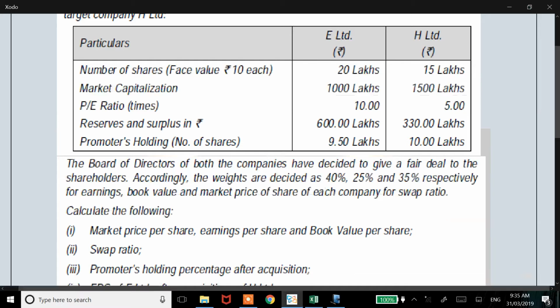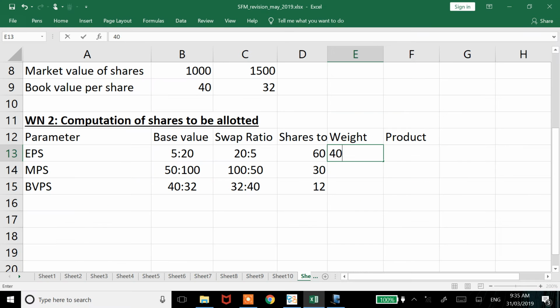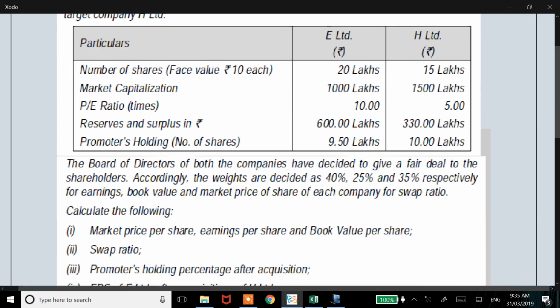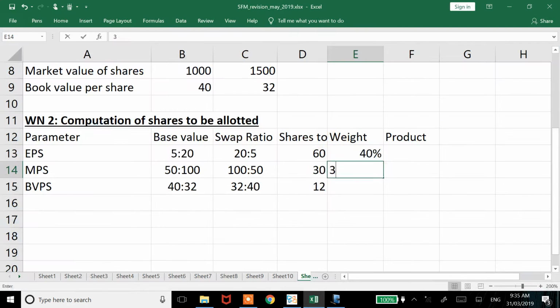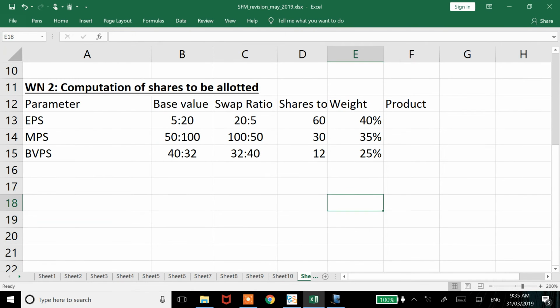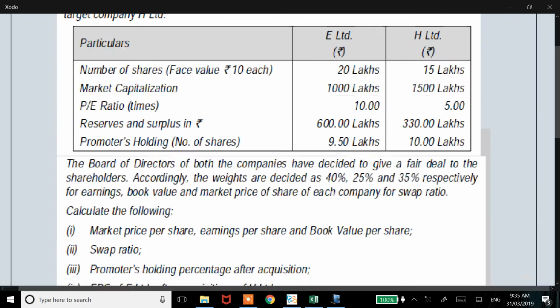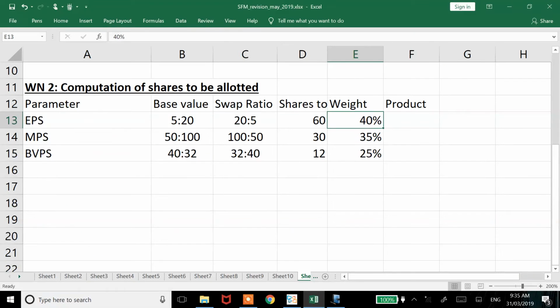What are the weights for EPS? EPS weights are 40%. MPS is, I have changed the order here, so 35 and 25. These are the weights. I have by mistake changed the order here. 40, 35 and 25. The MPS weights are 35, book value weights are 25.